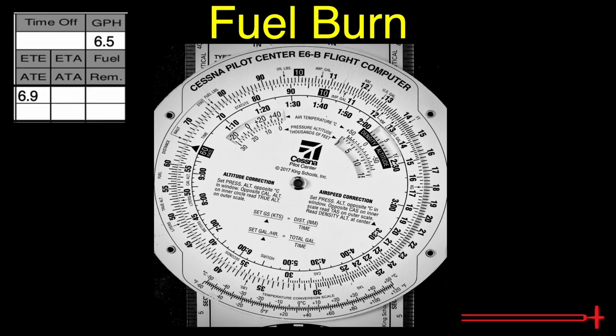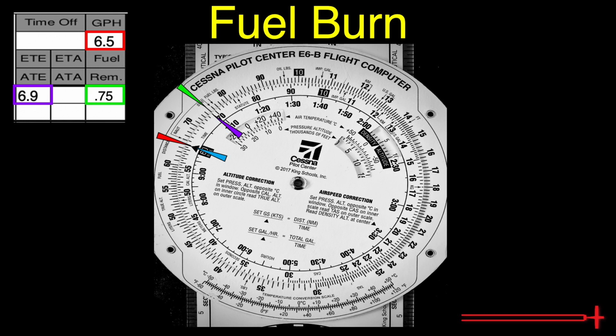opposite time. Using our cruise leg as an example, let's align our indicator, marked in blue, with our expected fuel burn of 6.5 gallons per hour marked in red. Once we have those aligned, find the estimated time en route of 6.9 minutes on the inner circle, and opposite of that on the outer circle, we find our fuel burn for this leg, 0.75 gallons.